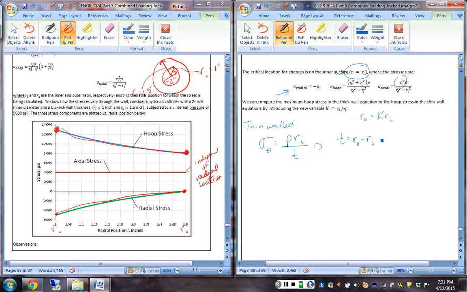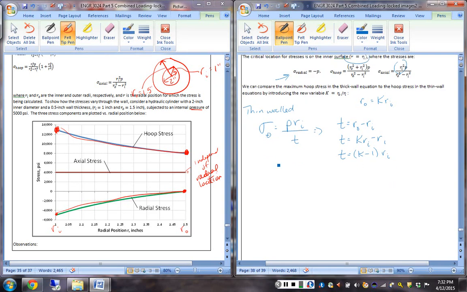We said that the outer is K times the inner. So I can say that the thickness is K minus 1 times the inner radius. Okay, taking that back into our expression for the hoop stress, we have the pressure times the inner radius over K minus 1 times the inner radius. Inner radius cancels, and we have that the hoop stress is the pressure over our factor K minus 1.